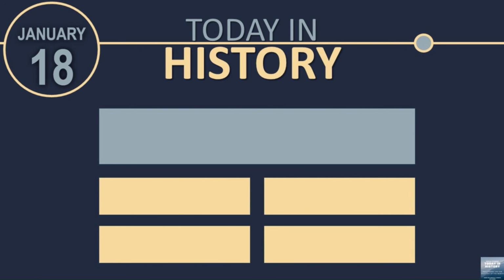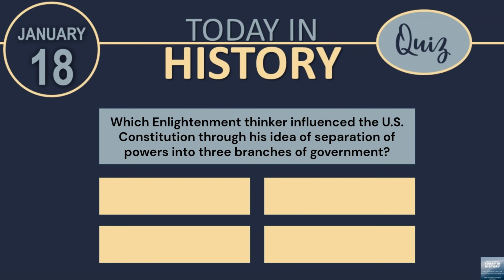And now, it's time for our Today in History quiz. Which Enlightenment thinker influenced the U.S. Constitution through his idea of separation of powers into three branches of government? Hobbes, Voltaire, Montesquieu, or Locke?